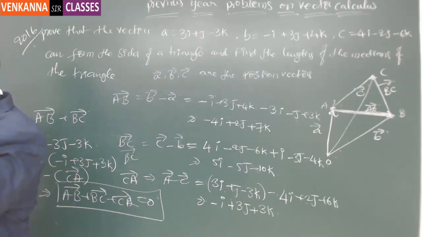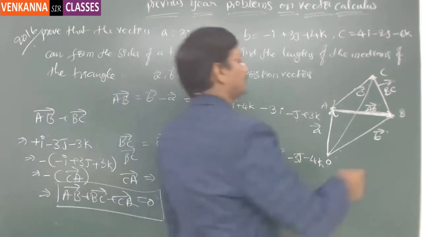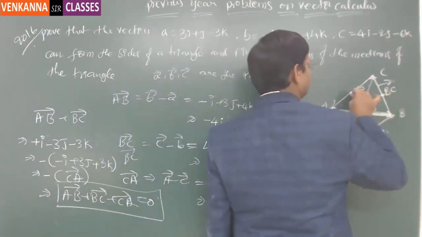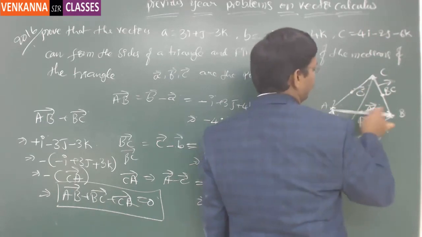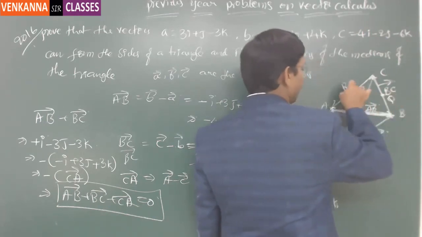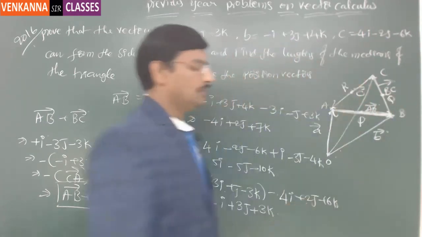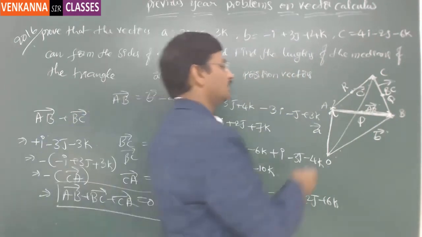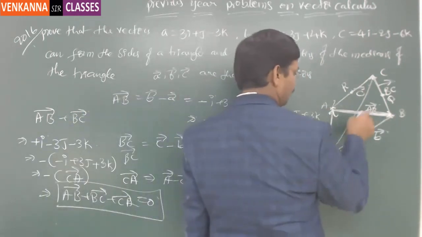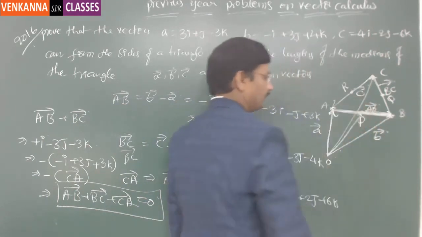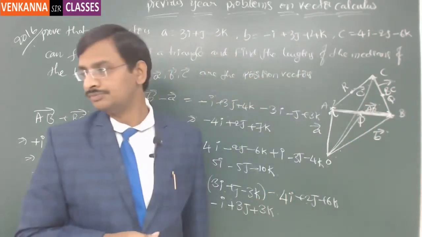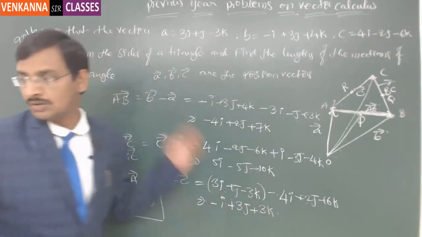Now how to find the medians? Medians are nothing but the lines to the midpoints of these sides. Let us say the midpoints are P, Q and R. If you want to find the midpoints, then A plus B by 2 is the P vector. This is the midpoint vector. So note down till this point.